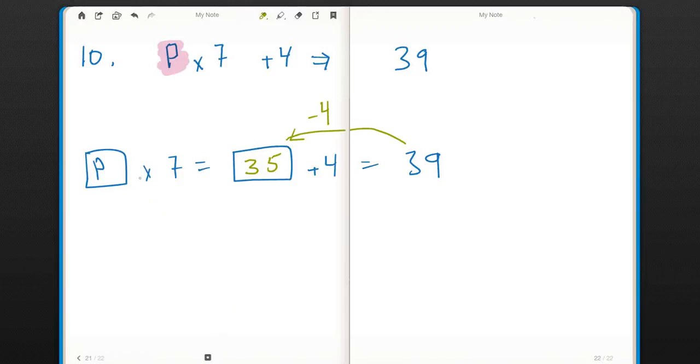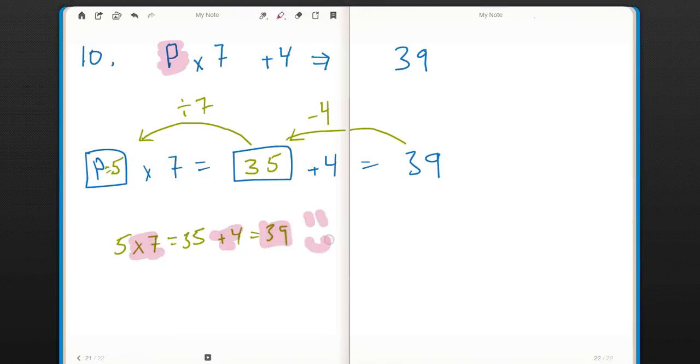And then the same thing here. If I multiplied by 7 to get 35, if I'm going to undo that, I'm going to divide by 7, and that means I'm going to start out with a 5. And you can certainly check that and make sure 5 times 7 is 35. And if I add 4 to it, I get 39. So I followed the path the problem suggested. I multiplied by 7 and I added 4, and I definitely ended up with 39, which is exactly what I wanted to end up with. And so that means that I started my whole problem with P equal to 5.